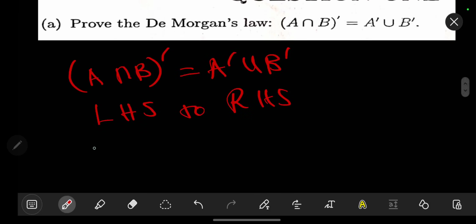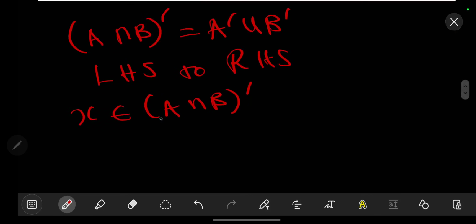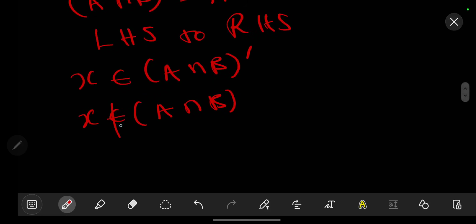So this means that you are going to say let your X be an element or a member of the set that you are given, (A intersection B) complement, like that. So what this means is that X is a member of the complement of A intersection B. Then it means to say X must not be a member of the same set when you omit the complement.